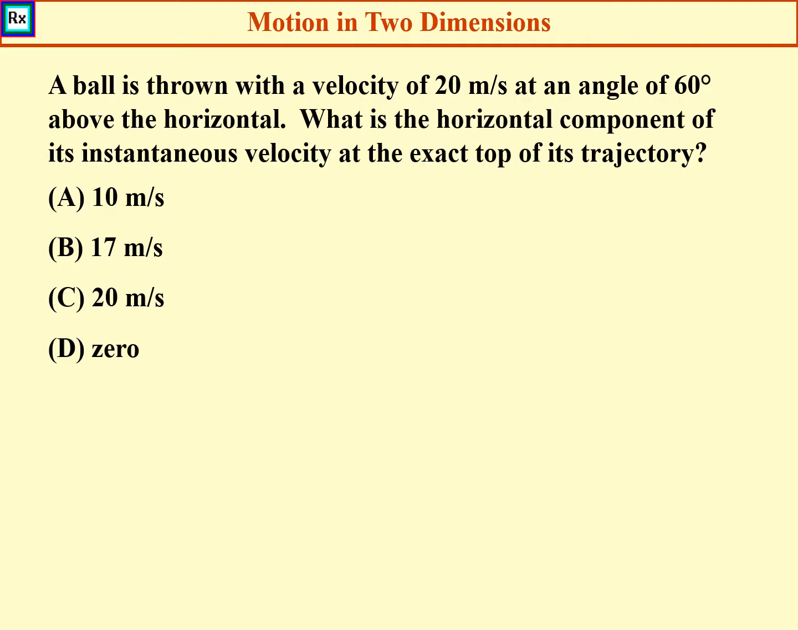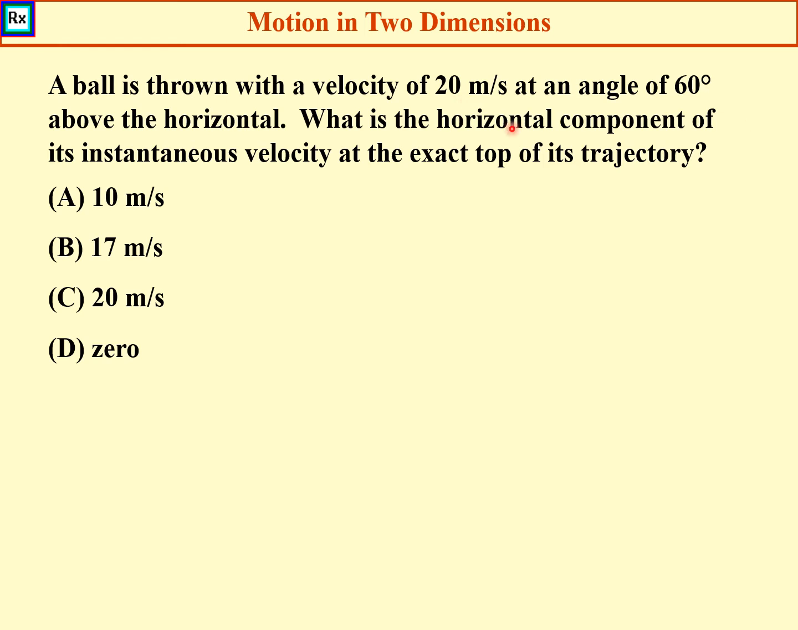And this problem says the ball is thrown with a velocity of 20 meters per second at an angle of 60 degrees above the horizontal. What is the horizontal component of the instantaneous velocity at the exact top of the trajectory? It says horizontal component, but to be honest, at the top of its trajectory, the horizontal component is all that's left. There is no vertical component.